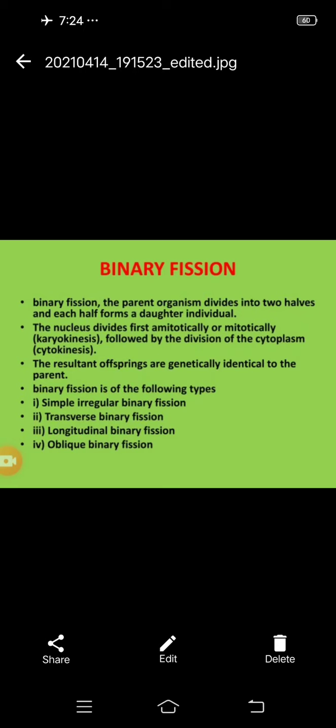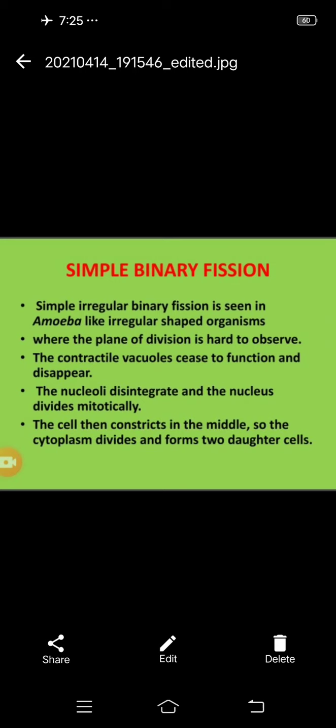So the binary fission is of the following types: simple irregular binary fission, transverse binary fission, longitudinal binary fission, oblique binary fission. So the fission is a line, it is used to sect a body into two. So according to the plane of fission, it was divided into four: irregular binary, transverse binary, longitudinal binary, oblique binary.